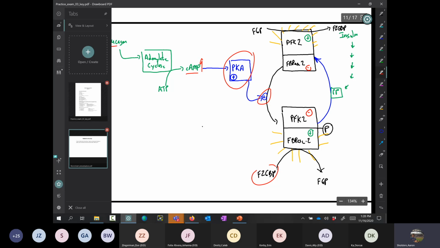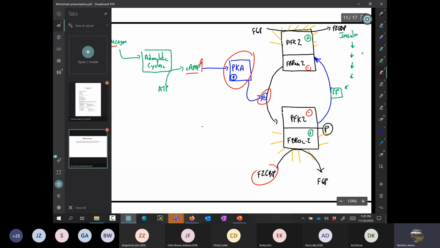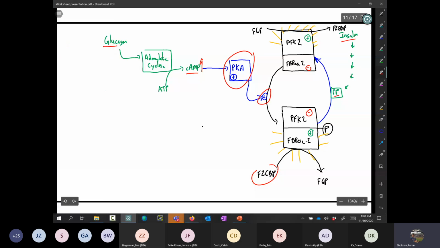Okay, let's come back here. Insulin signaling results in the deactivation of protein phosphatase. Let's look here. No, so this is the protein phosphatase. Some of you are looking at it and saying, what are those things that he put in that box? Those are P's. There we go. How's that? Protein phosphatase is what that stands for.